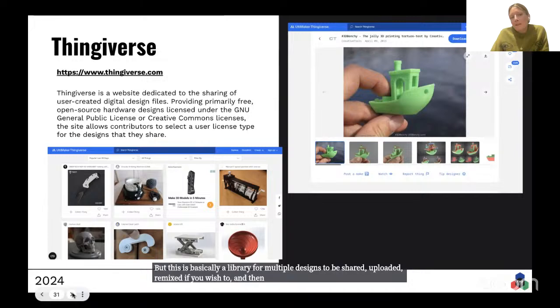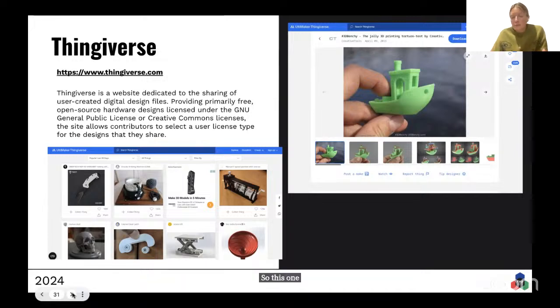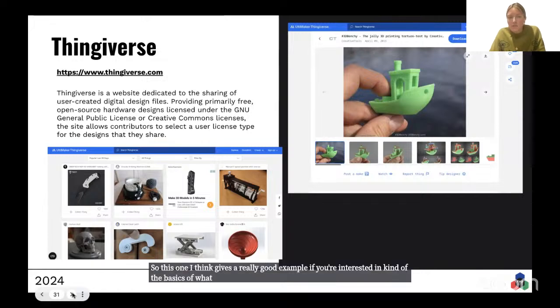So this one I think gives a really good example if you're interested in the basics of what a distributed design ecosystem might look like. This one gives a really good example about how that process works amongst the design community globally.